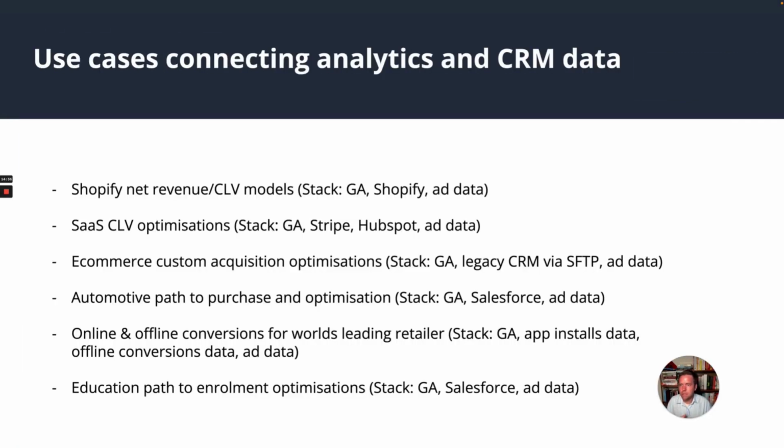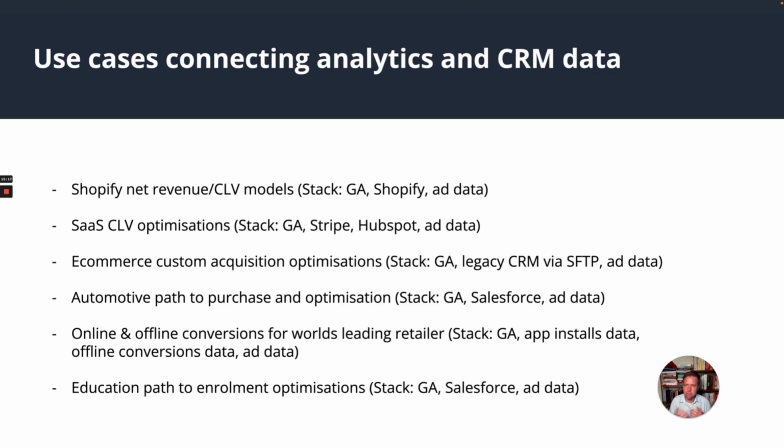A couple of use cases to wrap this up. Shopify net revenue and CLV models are quite popular. There the stack is GA, Shopify and ad data. SaaS CLV optimizations: we see some connecting GA, Stripe and the ad data, and some others which use GA, HubSpot and the ad data. On e-commerce custom acquisition optimizations, we see GA, quite frequently for the larger e-commerce companies, legacy CRM data via SFTP, and then the ad data, then joining everything together.